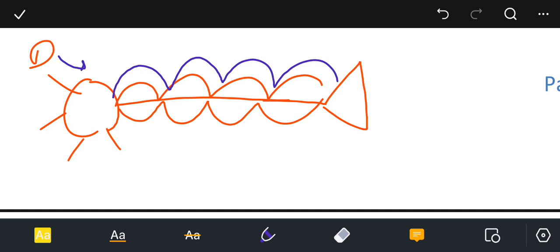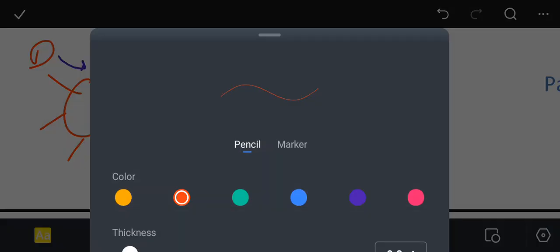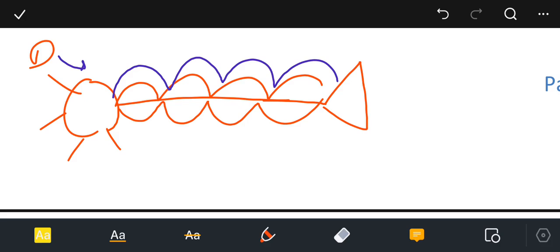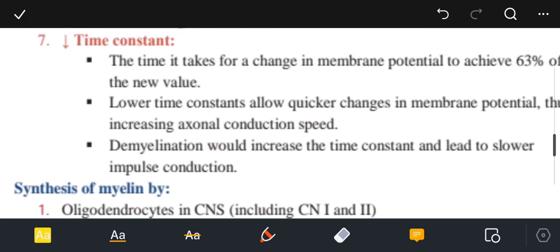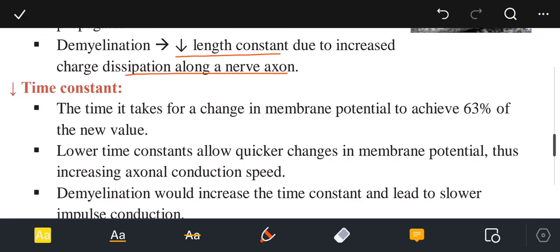Then we have discussed the concept of length constant as well, and now moving on to the time constant. The time constant is the time it takes for a change in the membrane potential to achieve 63% of the new value. Think about it: whenever we are talking about fast nerve conduction, what do we want? We want a longer distance to be covered in a smaller value of time, right?